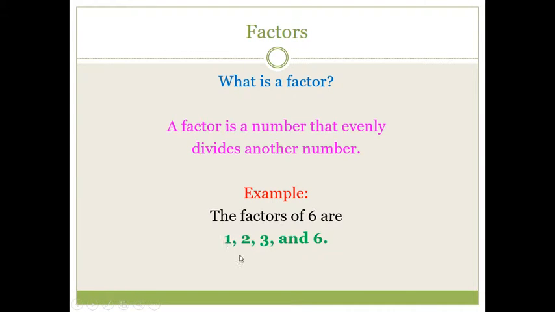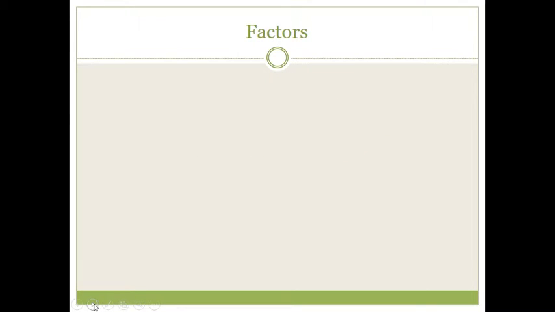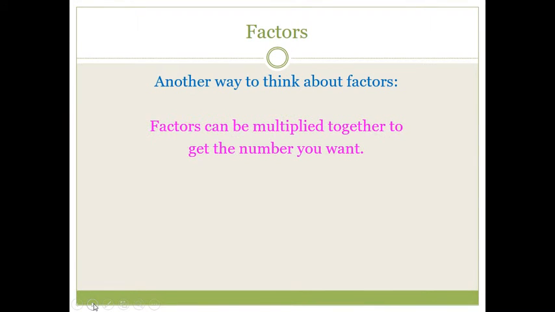This is because 1 times 6 is equal to 6. So we say 1 and 6 are factors of 6. And also 2 times 3 is equal to 6. So both 2 and 3 are factors of 6. So they're numbers that multiply to give you another number. So that's what we were saying here, that factors can be multiplied together to get the number you want.